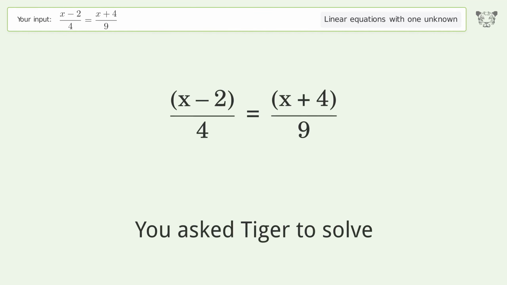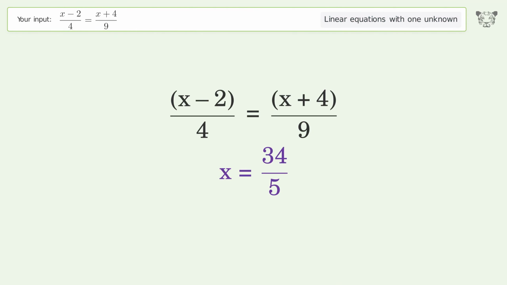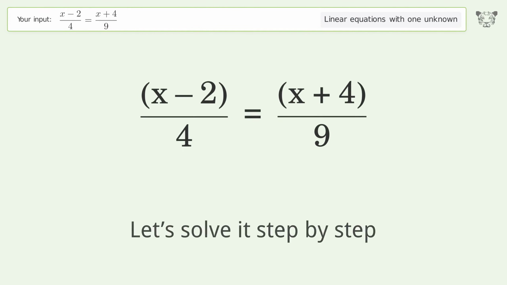You ask Tiger to solve. This deals with linear equations with one unknown. The final result is x equals 34/5. Let's solve it step by step.